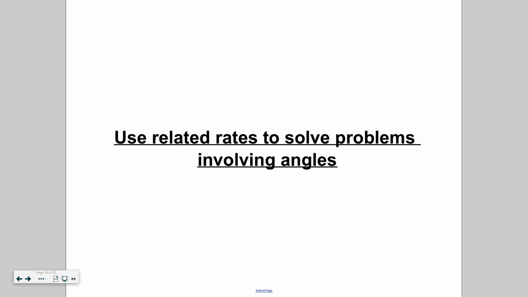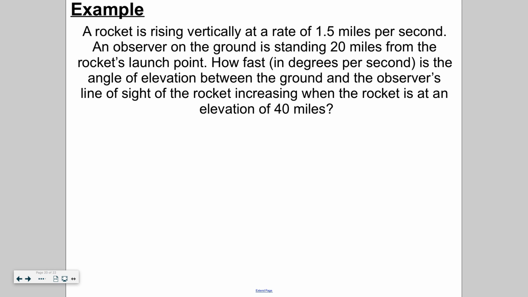Alright, so use related rates to solve problems involving angles. In our first example, a rocket is rising vertically at a rate of 1.5 miles per second. An observer on the ground is standing 20 miles from the rocket's launch point. How fast, in degrees per second, is the angle of elevation between the ground and the observer's line of sight of the rocket increasing when the rocket is at an elevation of 40 miles?